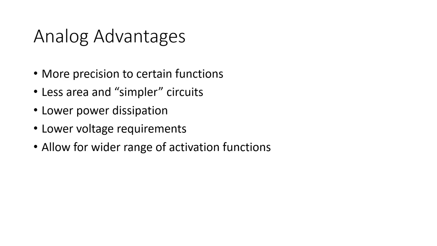So what are the advantages of using analog? There's more precision to certain functions that you just naturally cannot get on the digital side. There's less area and quote unquote simpler circuits. There's lower power dissipation, lower voltage requirements, and it allows for a wider range of activation functions to use with the machine learning models.